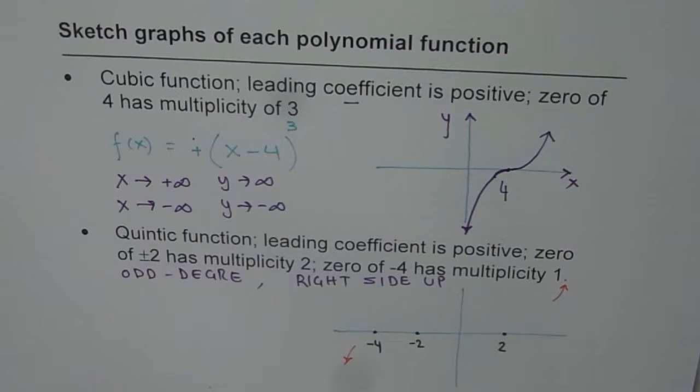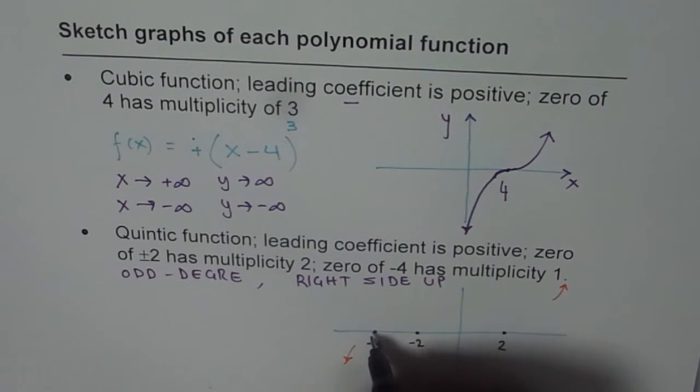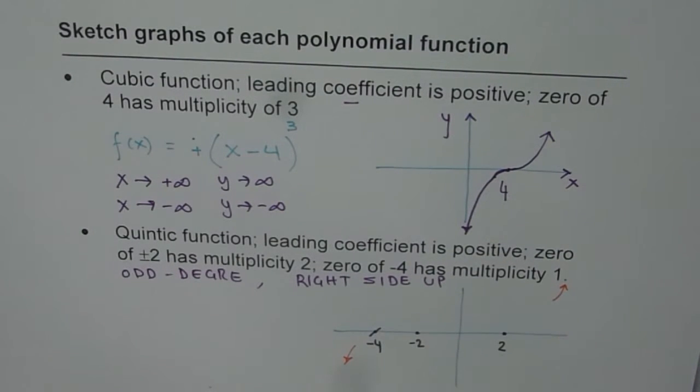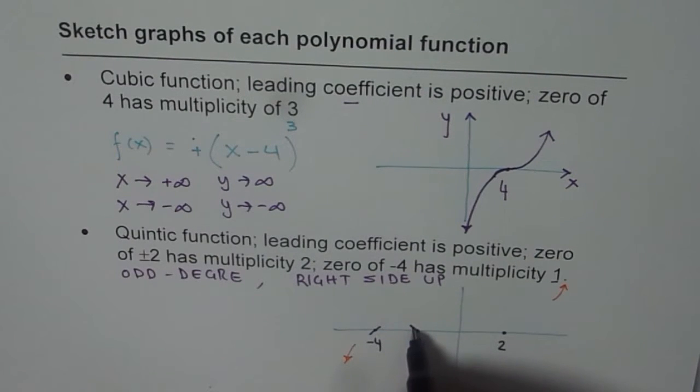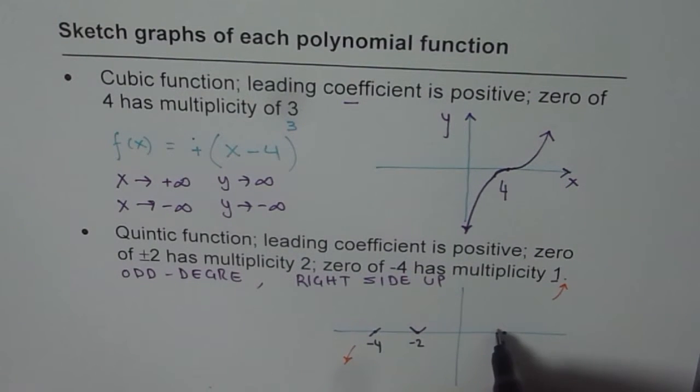Now let's look into multiplicity. Now when we say that the graph is moving from quadrant 3 to 1, we'll actually see all zeros from left to right. So minus 4 multiplicity is 1. So you're going to cross this like a straight line. That means multiplicity of 1. Now zeros at plus minus 2 have multiplicity of 2. That means it is going to bounce back, right? Like this. You're above the horizontal axis, so it should be like this.